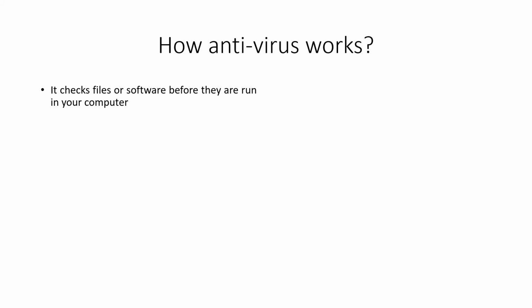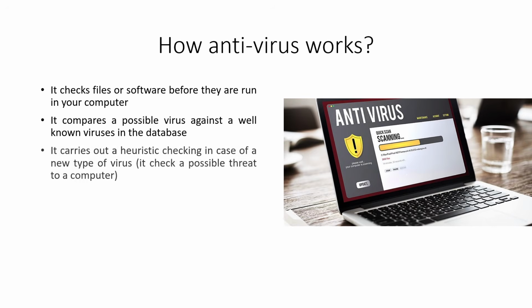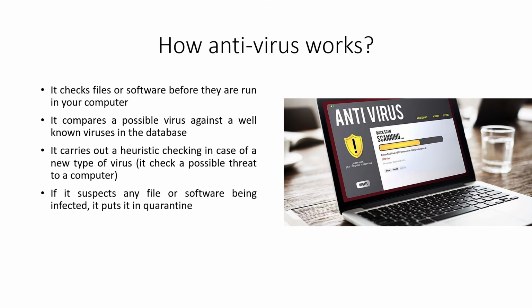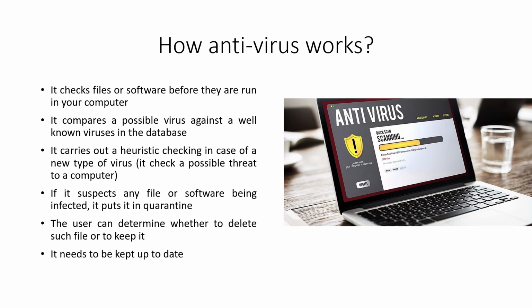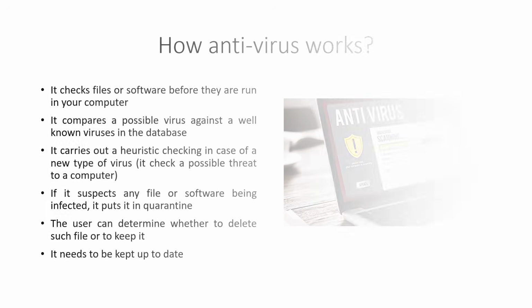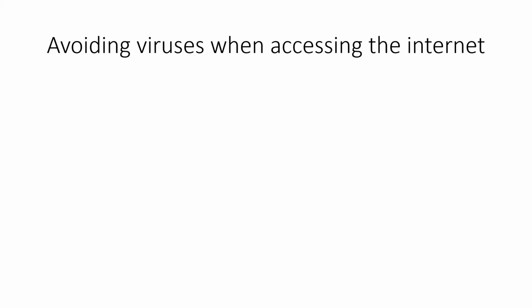How antivirus works. It checks files or software before they run in your computer. It compares a possible virus against well-known viruses in the database. It carries out really tough checking in case of a new type of virus. If it suspects any file or software being infected, it puts it to quarantine. The user can determine whether to delete such file or to keep it. That's the most important part of it.